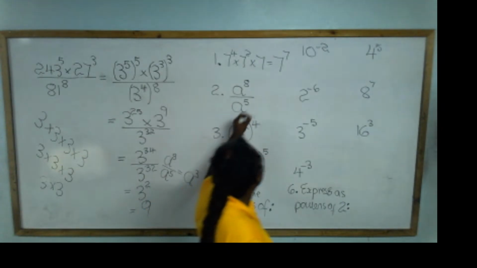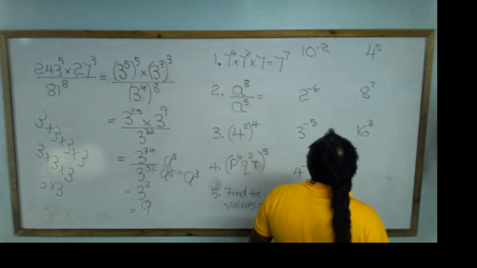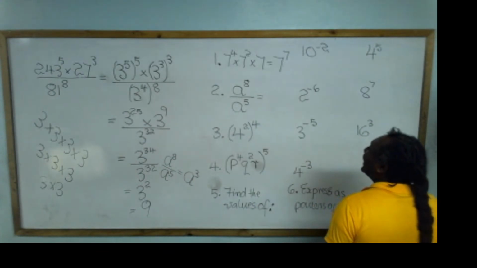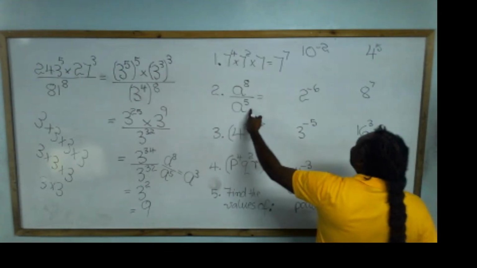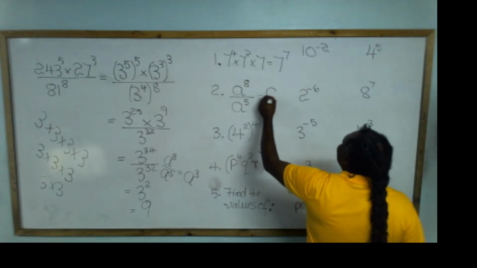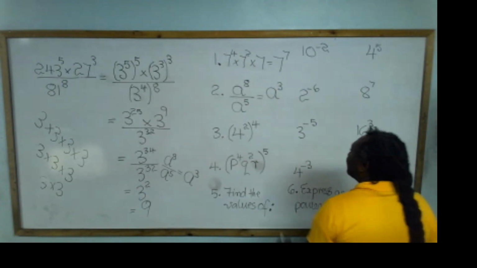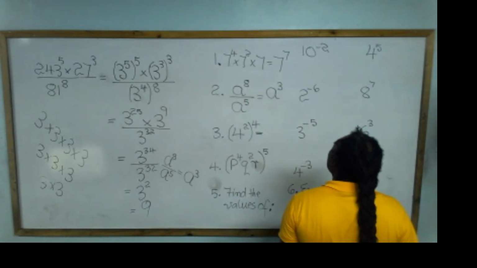Whenever we divide numbers with the same base, we subtract the index of the divisor from the index of the dividend. So that is a to the power of 3. A to the power of 3 is right. What do we say about that one?